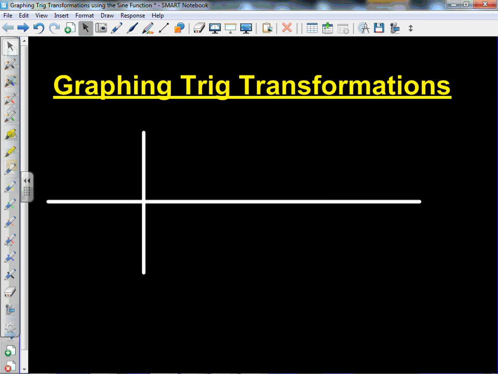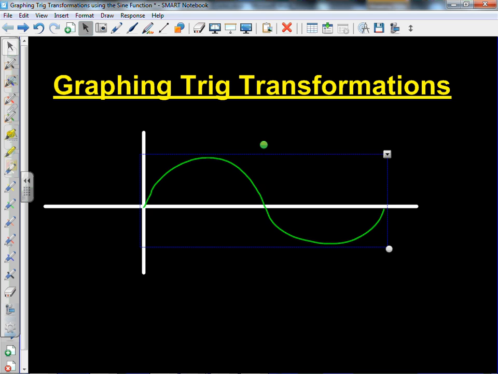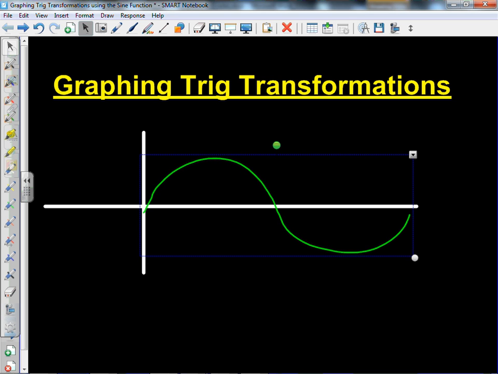All right, how are we going to graph trig transformations? How are we going to take these graphs and move them left, right, up, down, and all over the place? Well, if we think about what a sine function looks like, we can take this sine function and squeeze it down and shrink it down. We can take it and make it bigger along the y and the x-axis.